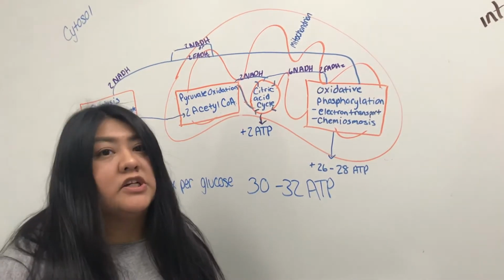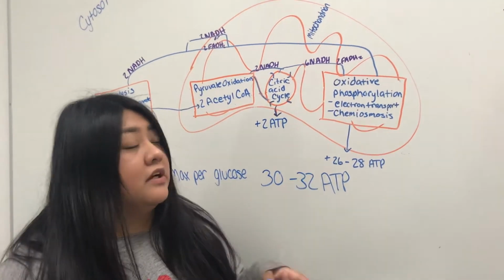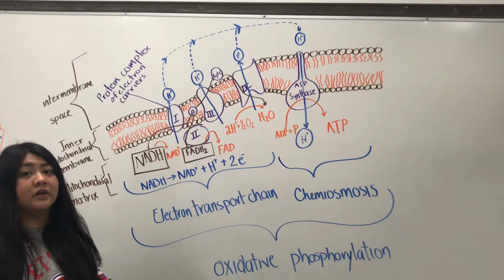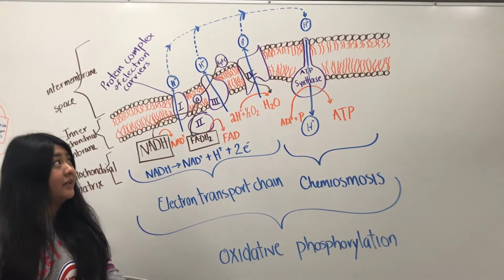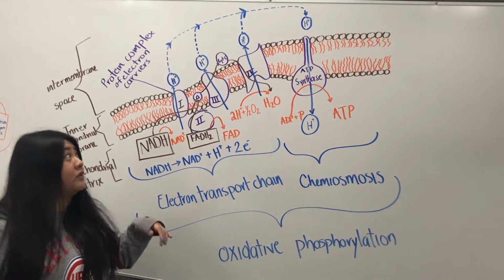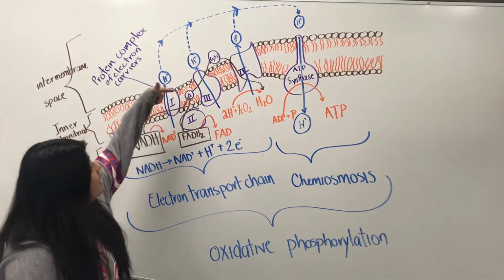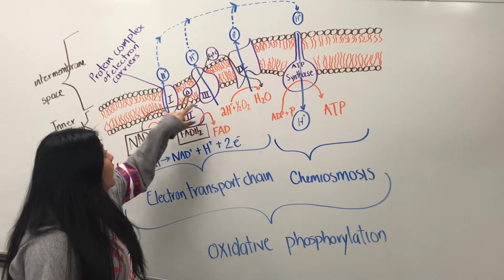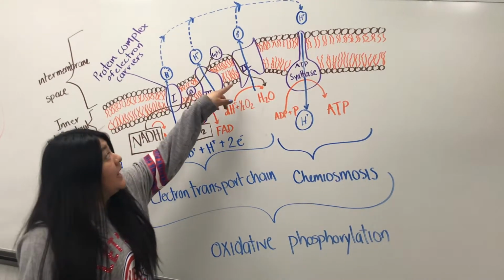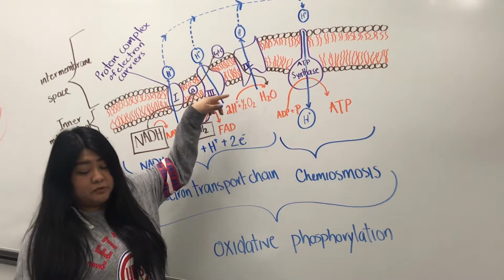NADH causes more production of ATP because it enters the electron transport chain first. There are 3 complexes in the electron transport chain that pump protons. It's 1, 3, and 4. Complexes 1 and 3 pump 4 protons, and complex 4 pumps 2 protons.